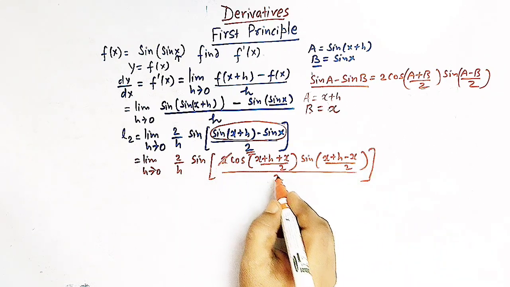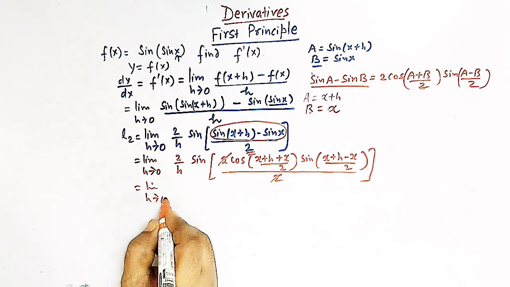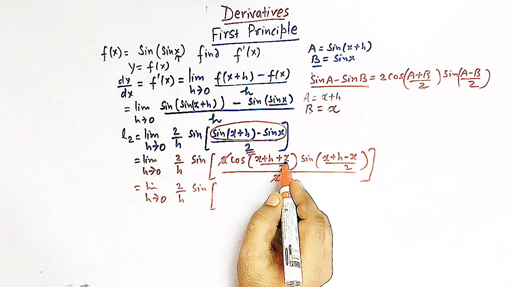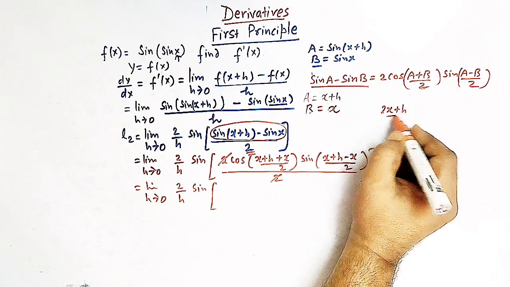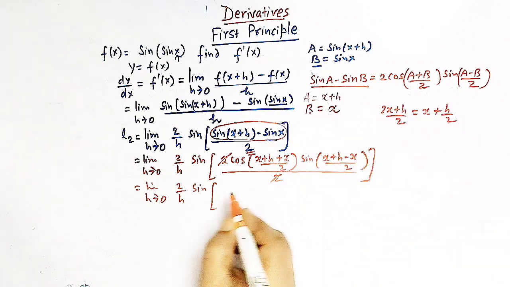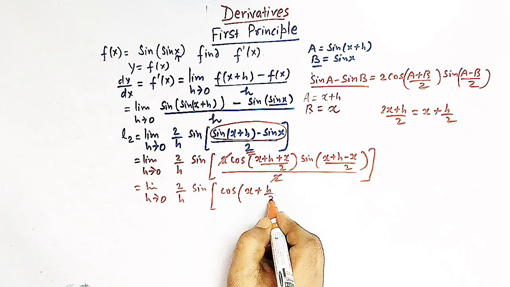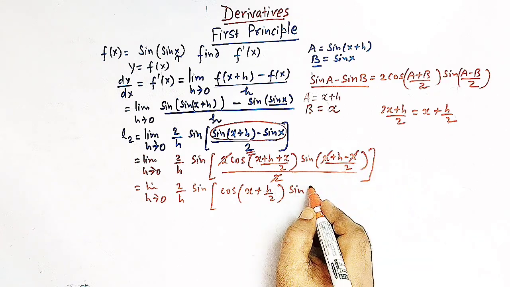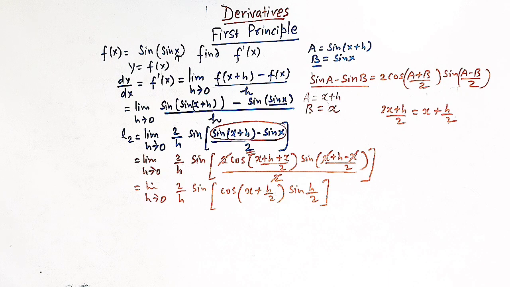So now this 2 and this 2 get cancelled. We have limit h tends to 0, 2 over h sine, and here we have x plus x, 2x. So we have 2x plus h over 2, which can be written as x plus h over 2. So here we have cos of x plus h over 2, and then we have sine, x and x get cancelled, so we have sine h over 2, right?